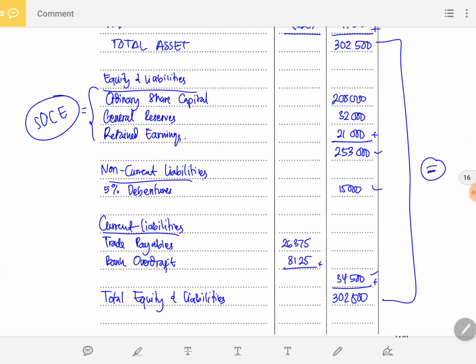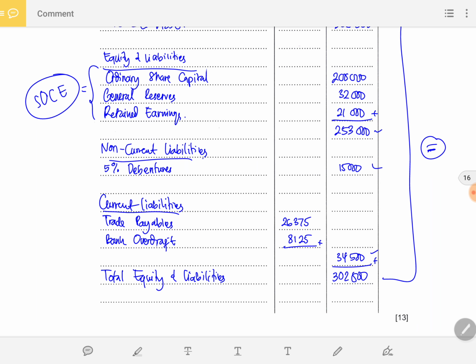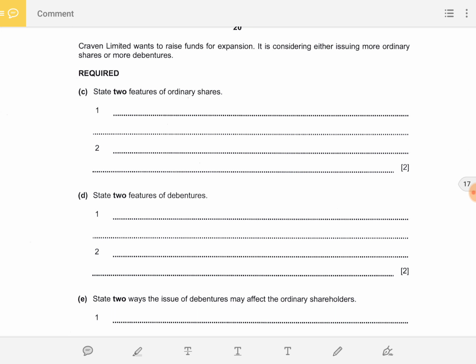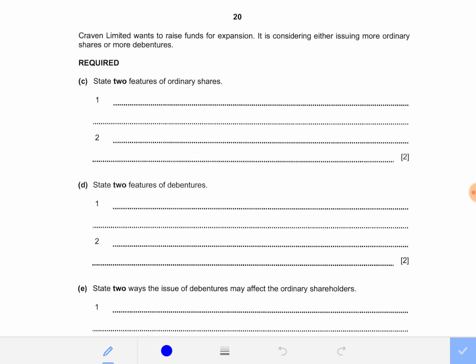Okay, and Craven Limited wants to raise funds for expansion. It is considering either issuing more ordinary shares or more debentures. State the features of ordinary shares and debentures. Debentures are non-current liabilities, meanwhile ordinary shares are share capital. Both are different. One has due dates, the other has no due dates.